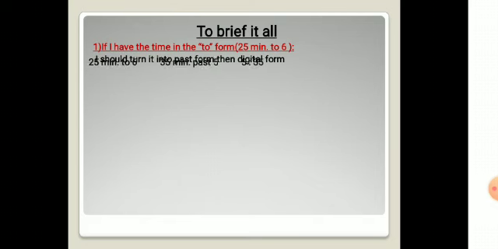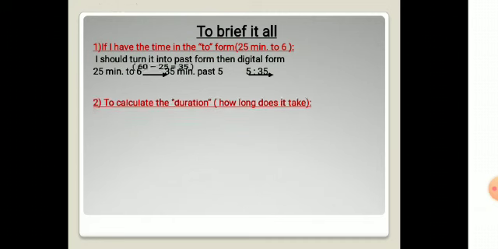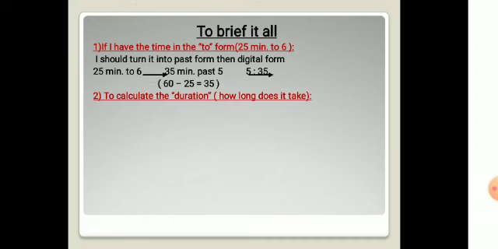Example, if my time is 25 minutes to 6, I need to solve this problem. So what should I do? I should convert the time from the to form to the past form first. So what should I do? I should look at the minutes. 25 minutes. What should I do to get the minutes in the past form? I should subtract. Excellent. 60 minus 25 minutes will give me 35. What's the meaning? I have passed 35 minutes. I have passed which hour? Since I'm going to 6, I passed 5. So my time now in the past form is 35 minutes past 5.